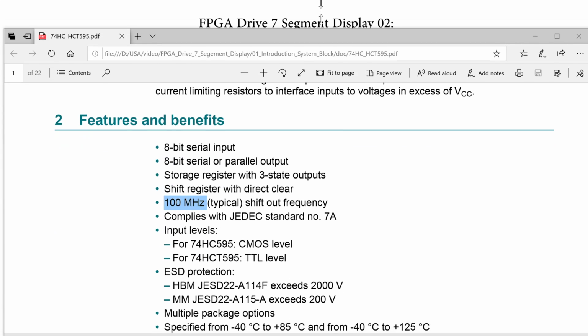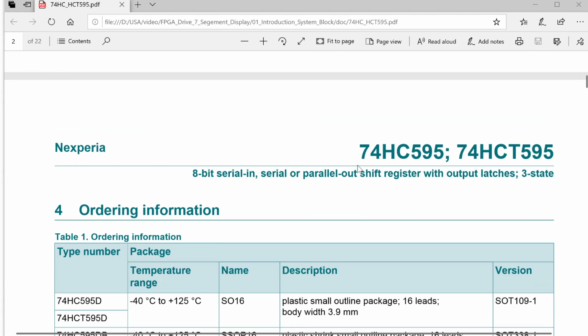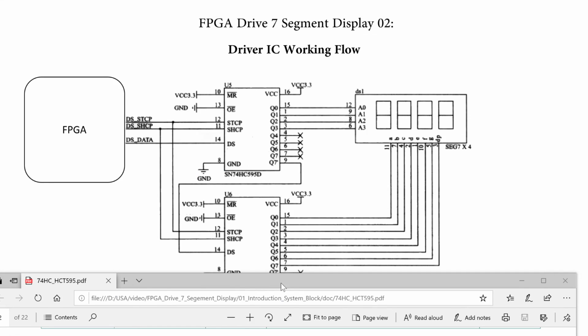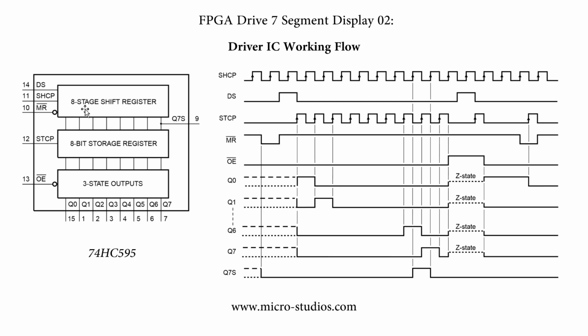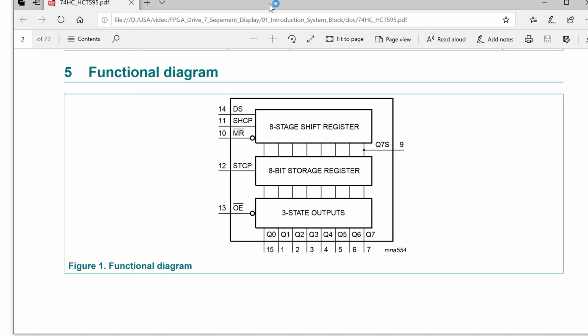The next thing is here, the function diagram. This function diagram is very important for us to understand the working flow. So I will put it here. This is the function diagram. We will talk about it a little bit later.